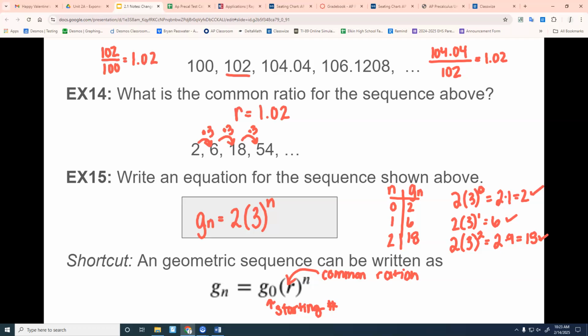We're going to study exponential equations more in this unit, but whenever you learned about exponential equations, it was A times B to the X power. A was that starting value, B was that growth or decay factor, and then your X was usually time when you were doing applications. This is similar here. Okay, questions?